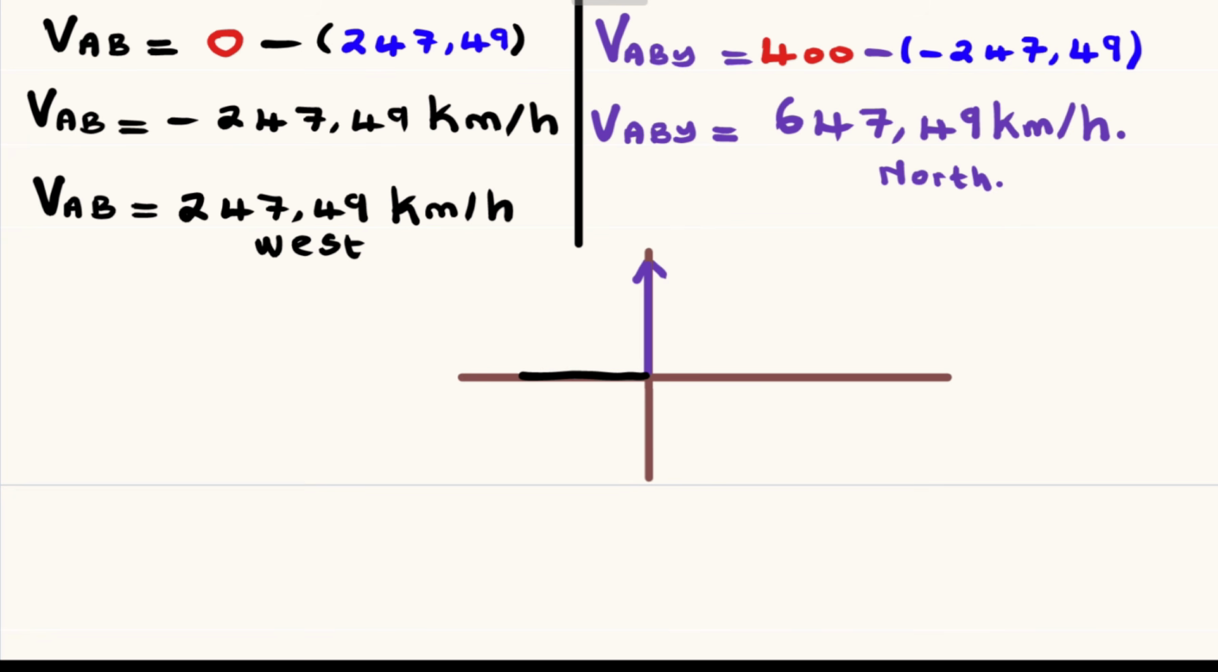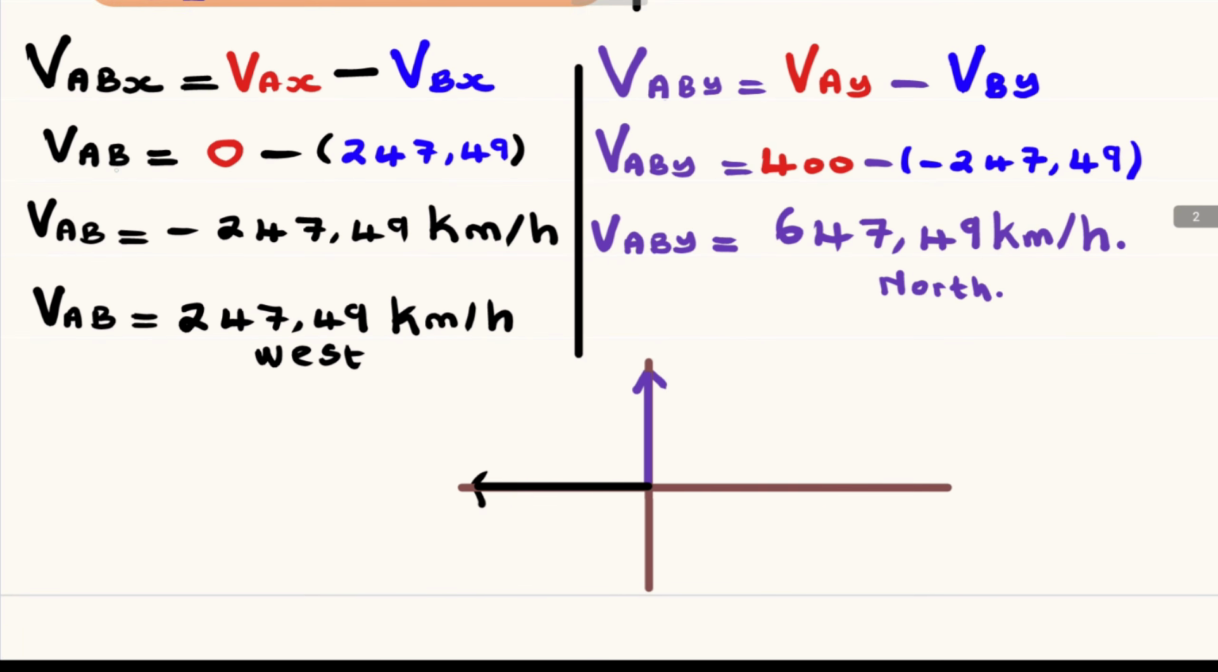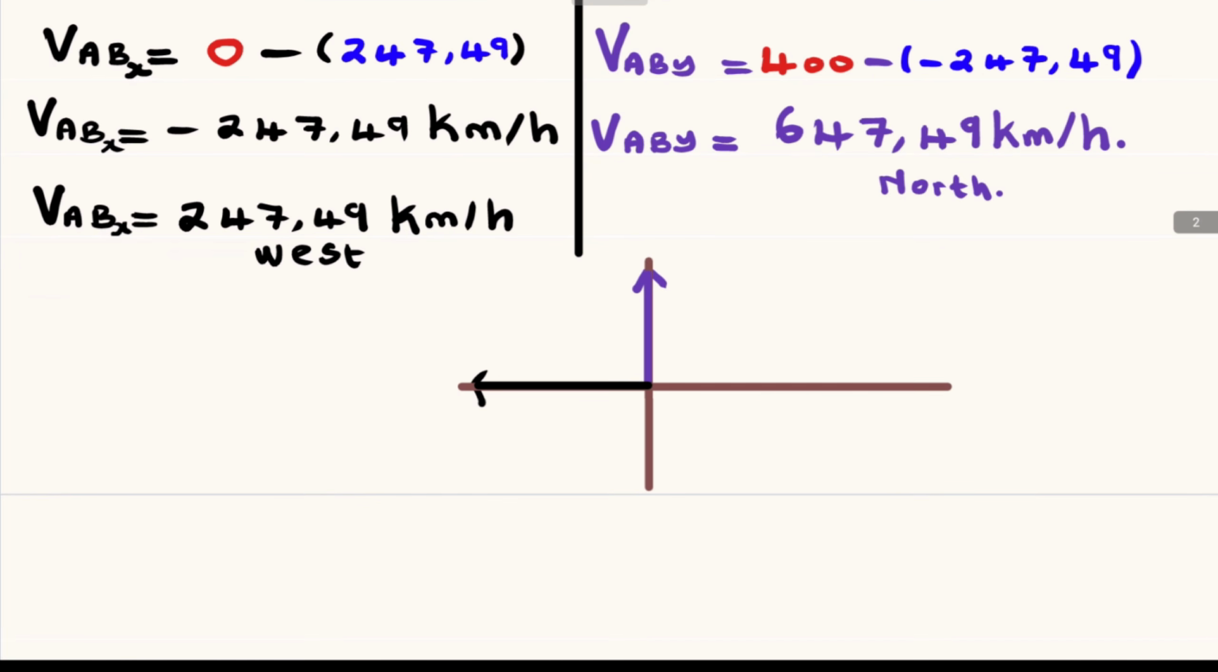and the horizontal component. The horizontal component was equal to, okay, I'm sorry, I forgot to include the x, to include that we are dealing with the x component. So the x component is equal to 247.49 and the y is 647.49. But before we can determine the direction, we determine the resultant.